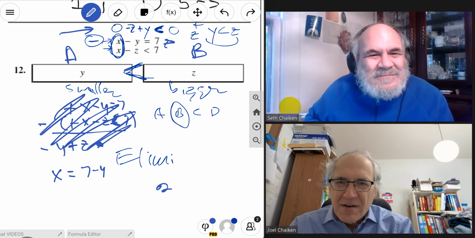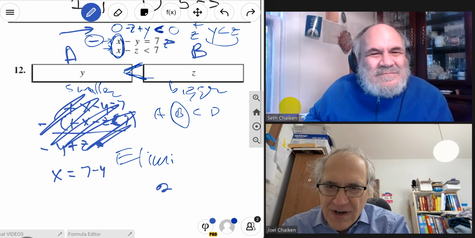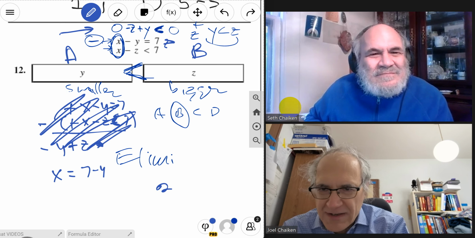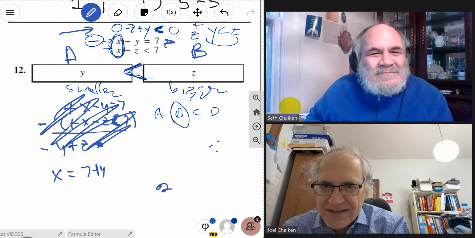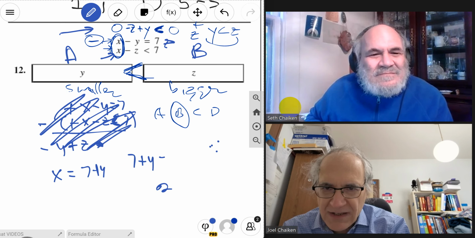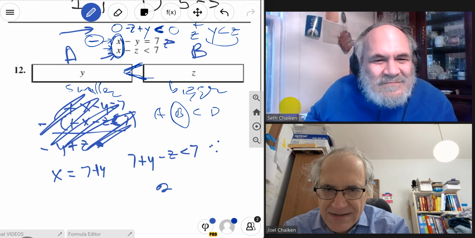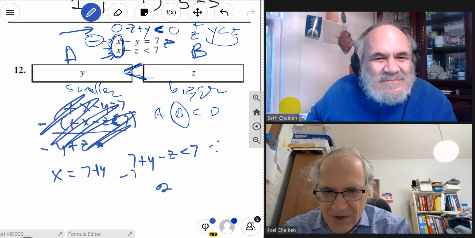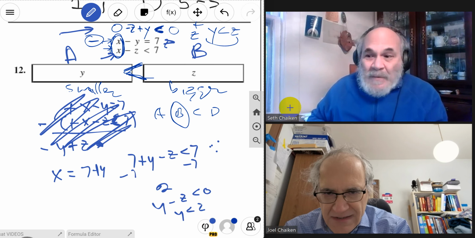Okay. But I'm going to do it a little bit slower, I think. X equals 7 plus y. See, I made a mistake, so let me fix that. X equals 7 plus y. So now I'm going to throw my x into this. So 7 plus y minus z is less than 7. Subtract 7 on both sides. Y minus z is less than 0. Y is less than z.